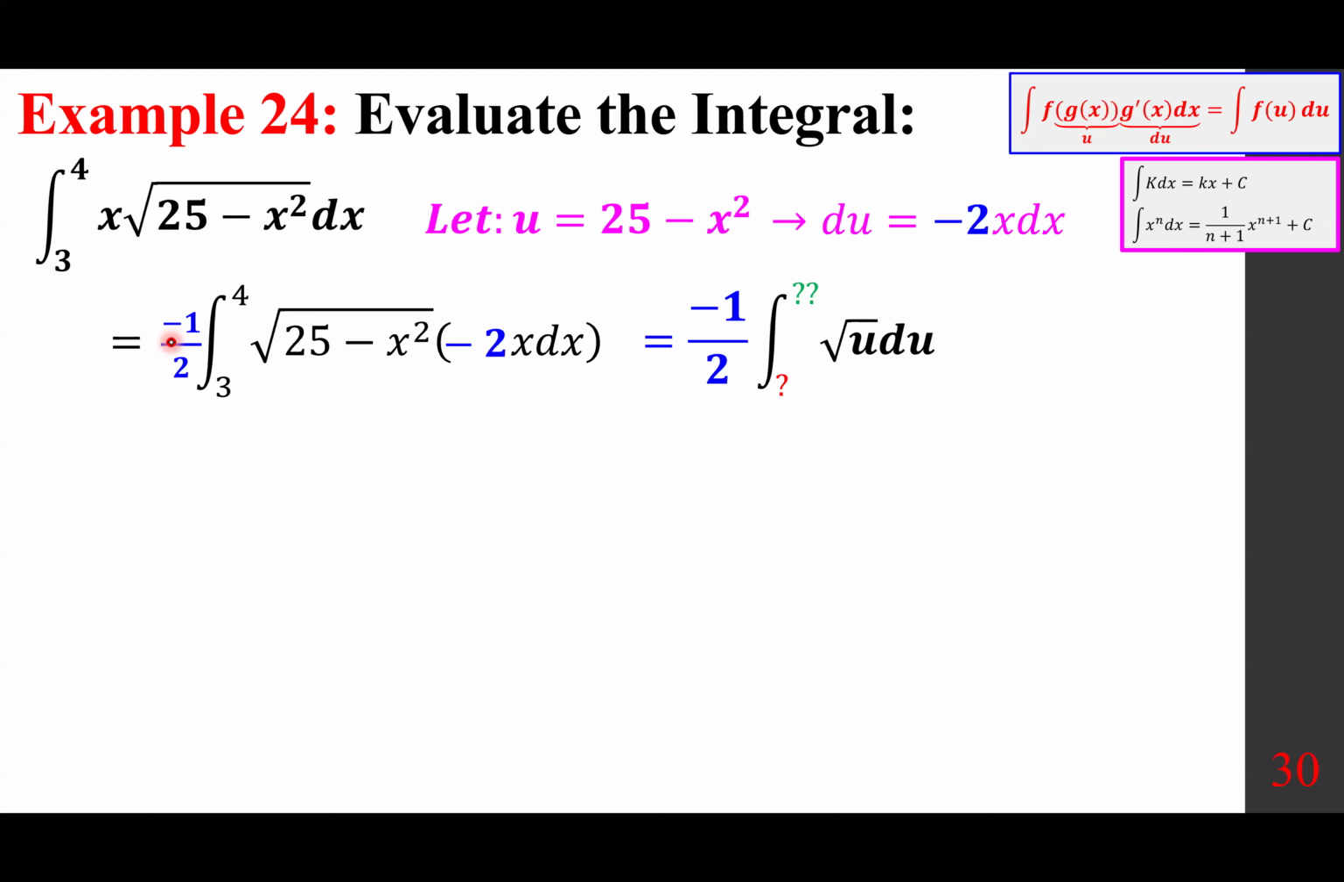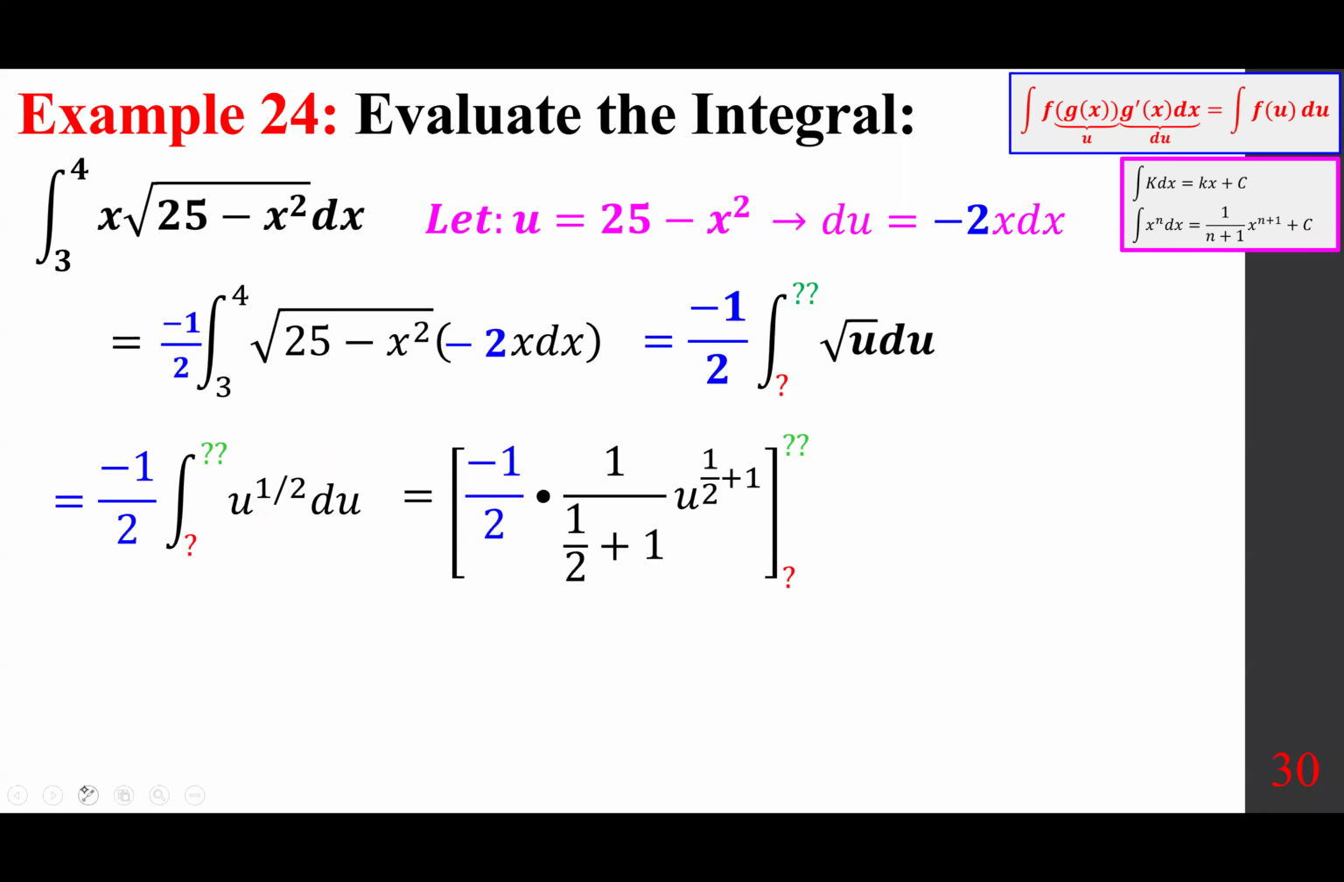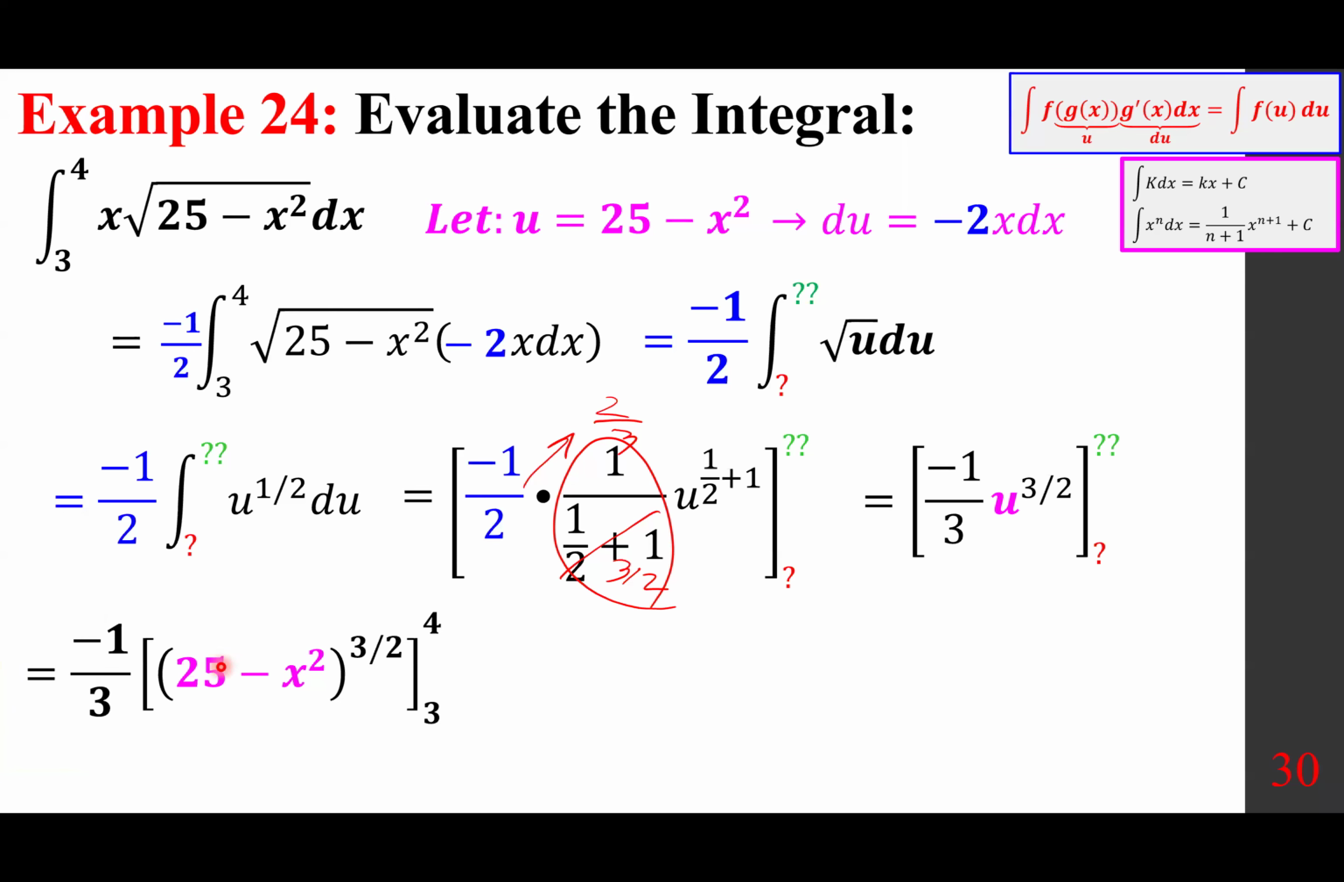So having said that, this is u to the power of 1/2, and that uses the power rule, 1 over 1/2 plus 1 u to the power of 1/2 plus 1. Three halves. The reciprocal is 2/3. The product of these two is negative 1/3. And reverse substitution gives us negative 1/3, 25 minus x squared to the power of 3 halves, evaluated from 3 to 4. And I can go with original limits, and I'm done.